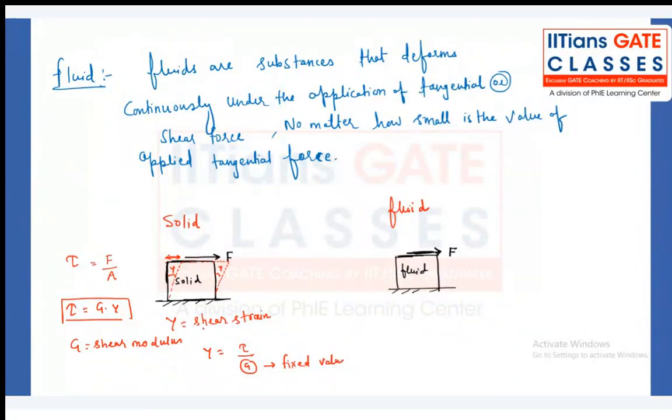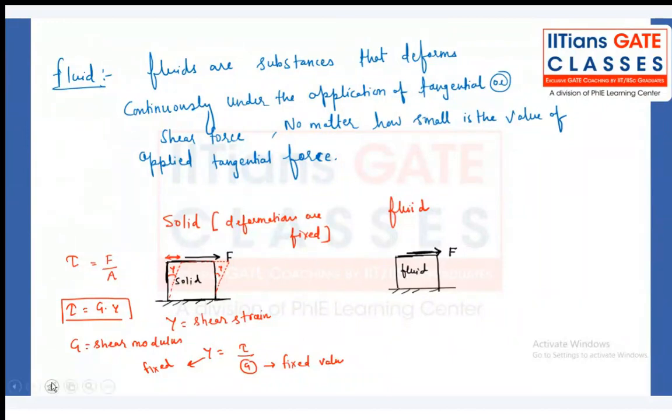If it is having a fixed value, you are applying a fixed quantity of F over area, then this shear deformation will also be having a fixed value. That means in the solid, the deformations are fixed. It is not deforming continuously.